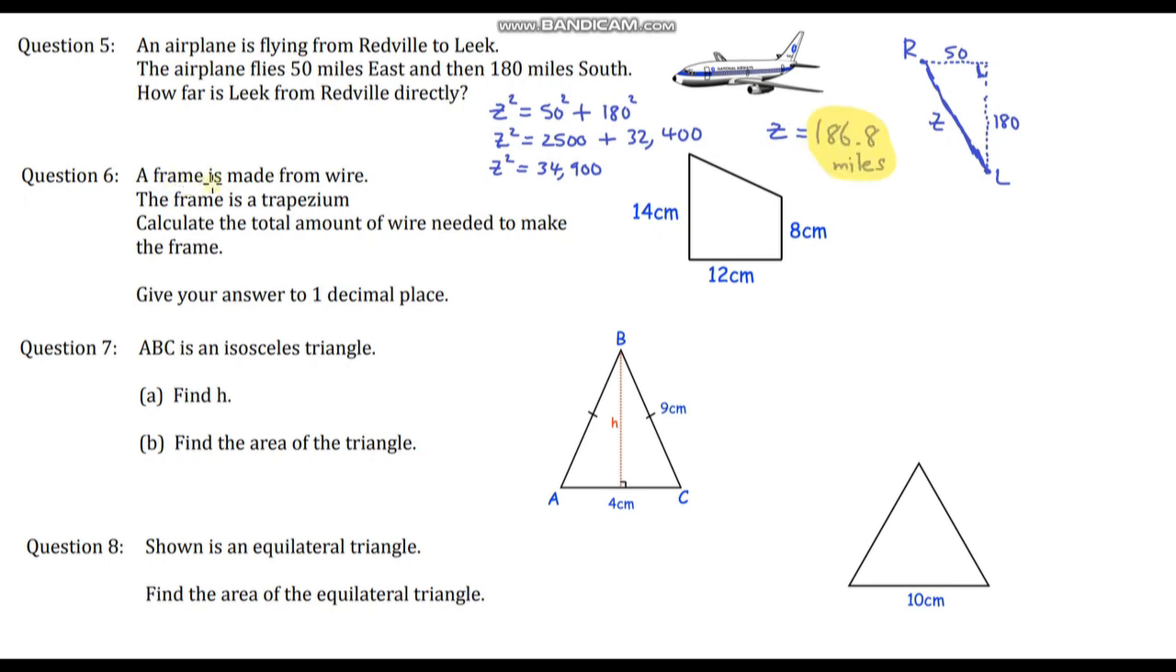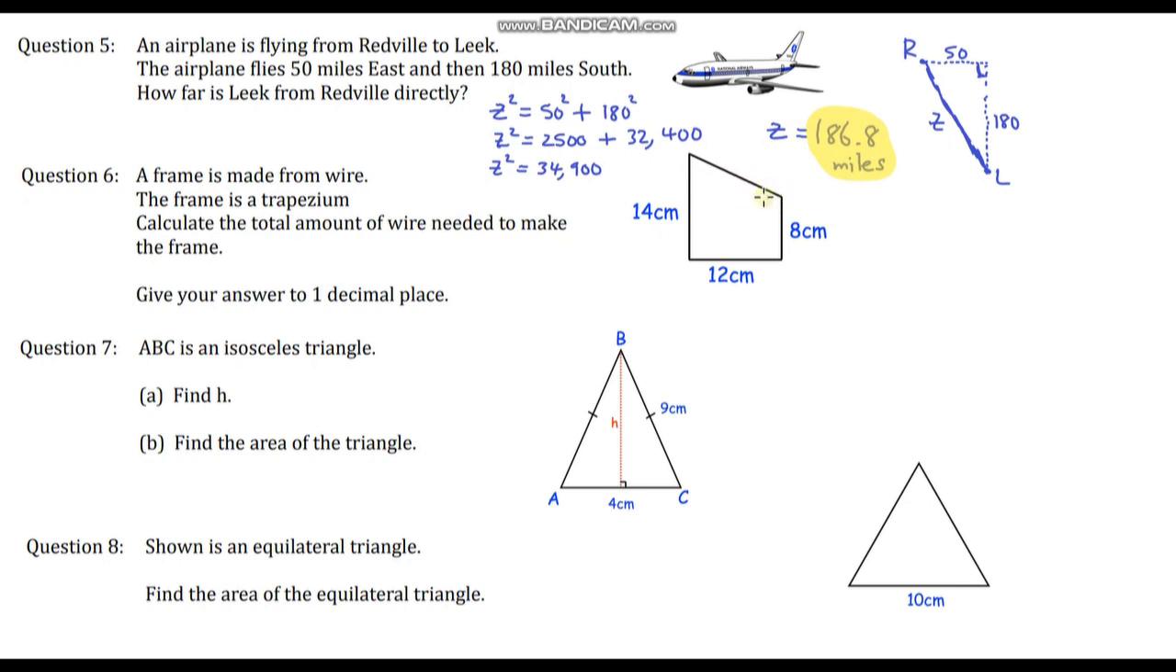Question 6. A frame is made from wire. The frame is a trapezium. Calculate the total amount of wire needed to make the frame. So we need to calculate the perimeter of this shape. That will correspond to the amount of wire we need. So we know 3 of the side lengths. We just need to calculate this missing side length here.